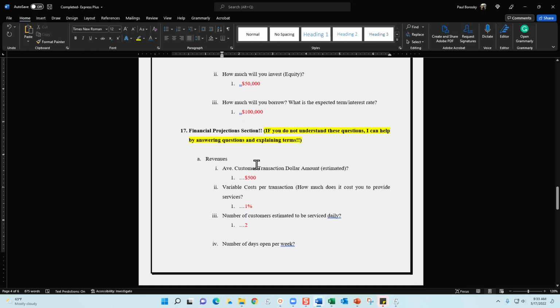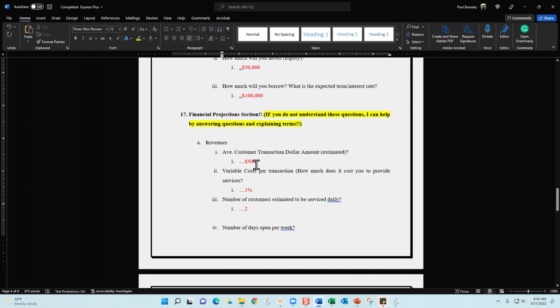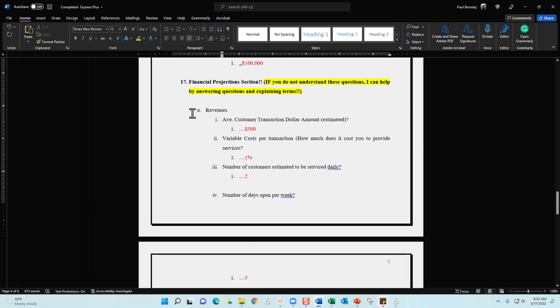Once we get into the financial projection section, again, if you don't know these questions right here or you don't want to deal with it on your own, skip it. We can talk about it in our initial meeting. But if you do want to go ahead and tackle this, the way this works out is average customer transaction, dollar amount. So if you are a restaurant and, for example, a customer comes in your door and they order a meal, a side, and a soda, their ticket might be $25. If that's the case, then average customer transaction is going to be about $25.